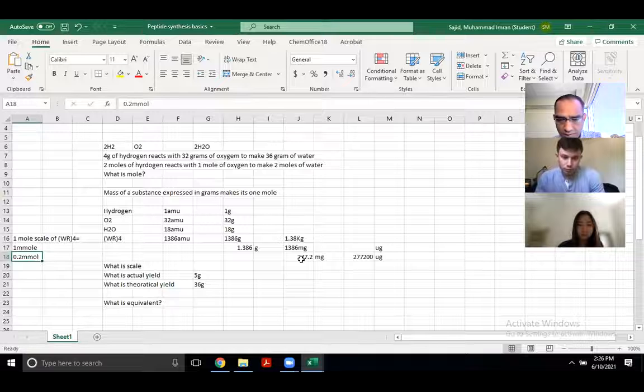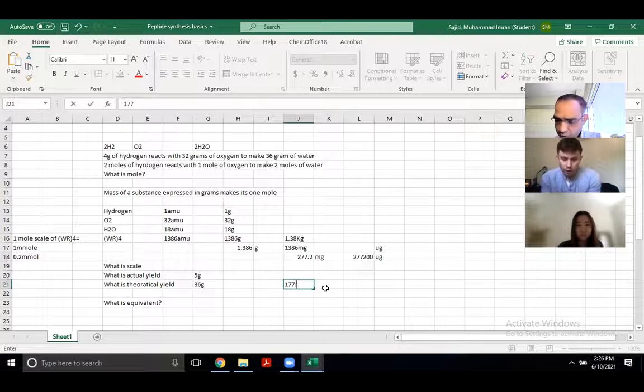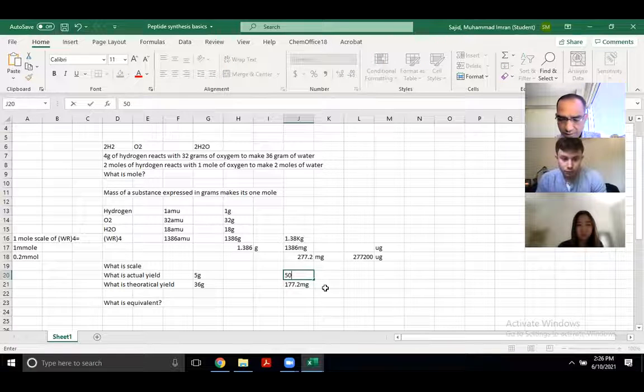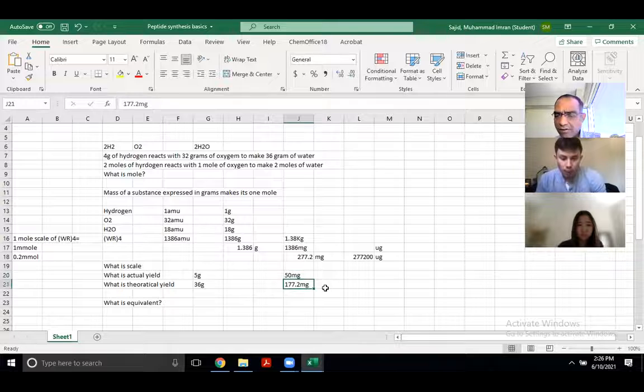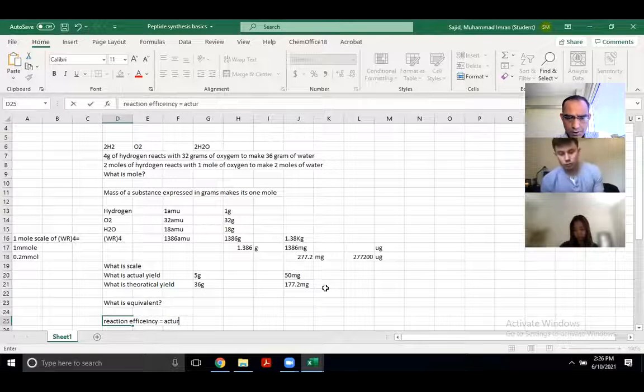So that is theoretical yield. If I ask you to make 0.2 millimole, theoretically you will get 277.2 milligram, right? So this is the theoretical yield, 277.2 milligram. But in effect, you get, let's say, just 50 milligram. So you can easily calculate the efficiency. You divide the actual yield by the theoretical yield, multiplied by 100. That will become your reaction efficiency. So reaction efficiency equals actual yield divided by theoretical yield multiplied by 100.